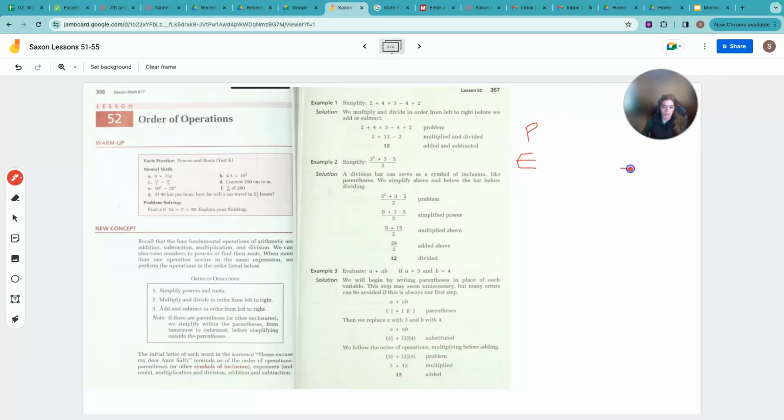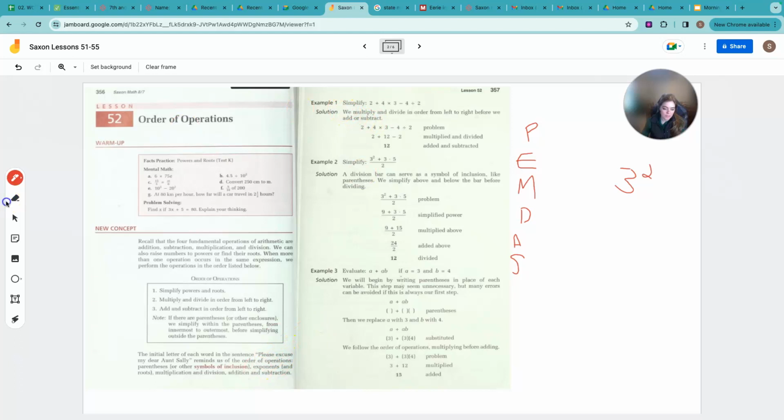So that would be things like 3 squared. So we'd look at what's in the parentheses. If there's a 3 squared in the parentheses, we solve that. Please excuse my. Then at that point, we multiply. Remember that you're always going from left to right. So please excuse my dear, division, Aunt, addition, Sally or Sadie, subtraction: PEMDAS. Good old acronym.